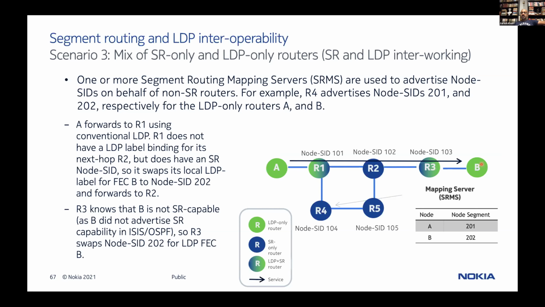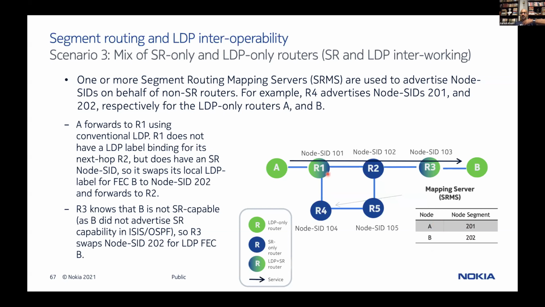So this is where we have the concept of a mapping server. A mapping server is one that assigns SIDs for nodes that are not SR capable. So node A and node B do not have segment routing enabled, but you kind of need that in order to go through a portion of the network that is segment routed. So it's like a surrogate. It advertises node segments for these two nodes.